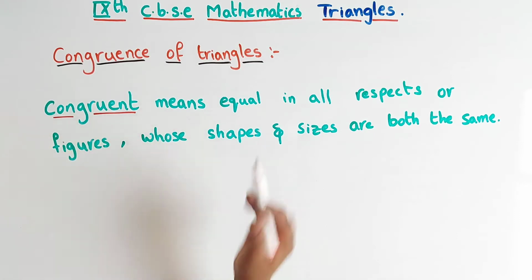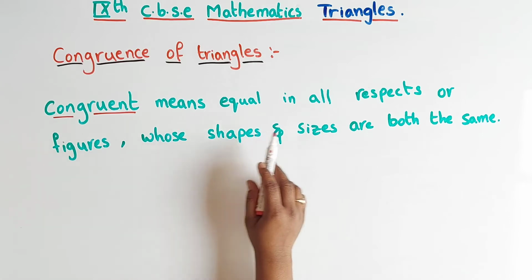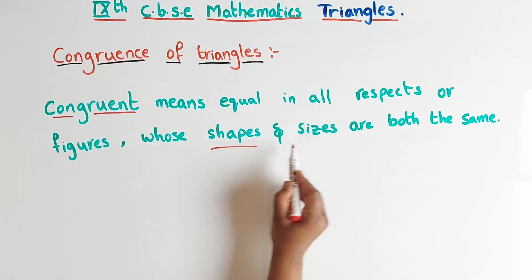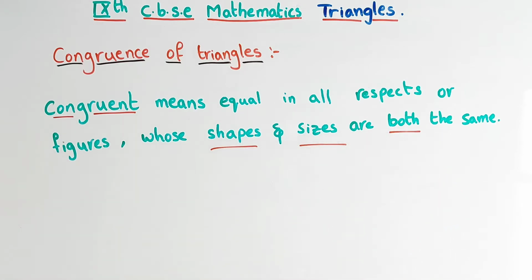What is this congruence of triangles, children? Congruent means equal in all respects or figures whose shapes and sizes are both the same. Right? Not only shapes, not only sizes. Both should be same.